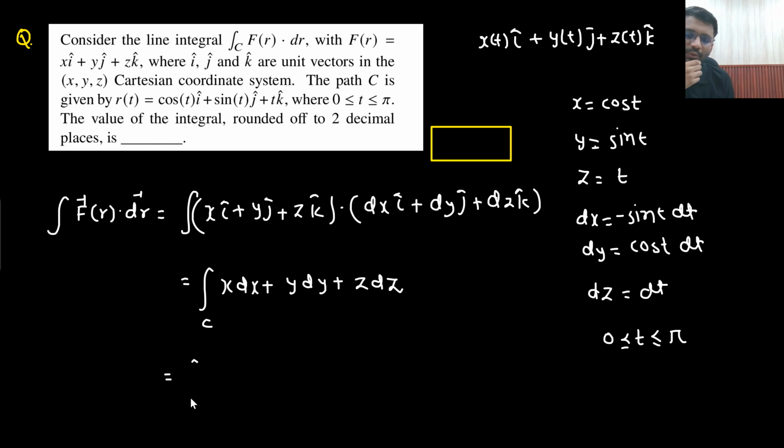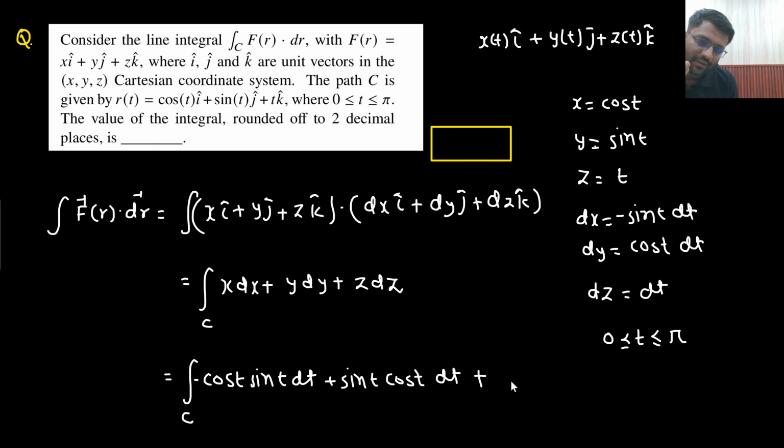So this is what you are supposed to do. In place of x, you need to put cos t and dx is minus sin t. So cos t times minus sin t dt. y dy: sin t times cos t dt. z dz: t dt. With t going from 0 to pi.